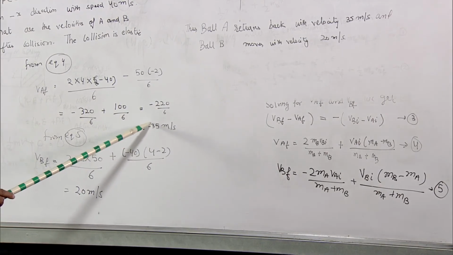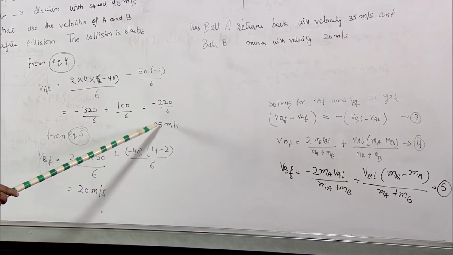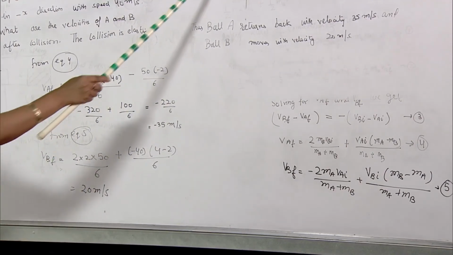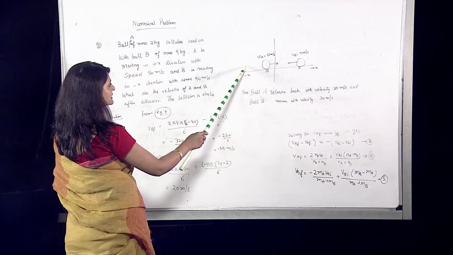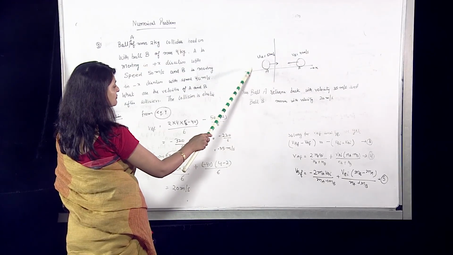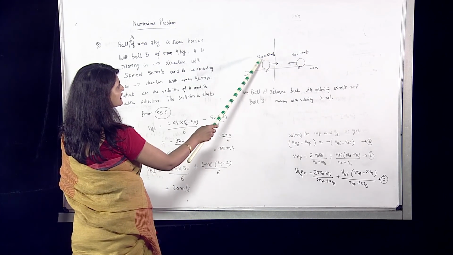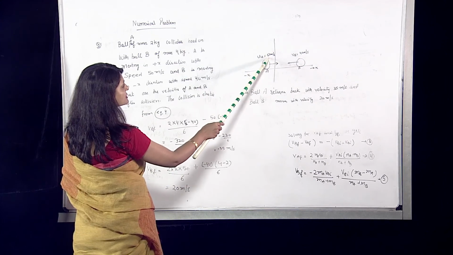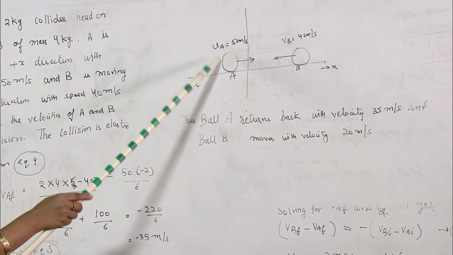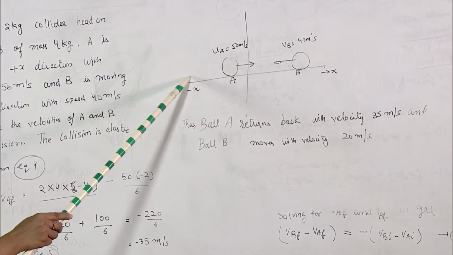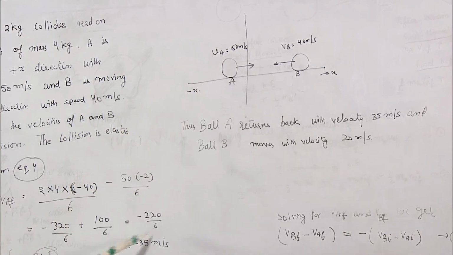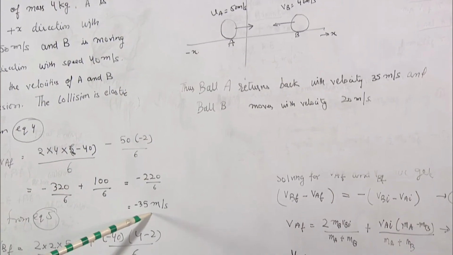What does this negative sign signify? It says that after collision this ball moves in the negative x direction with the velocity 35. So, the initial ball was having a velocity 50 and after collision it is moving with a velocity 35, that too in the opposite direction. So, there is a decrease in the speed of the ball.